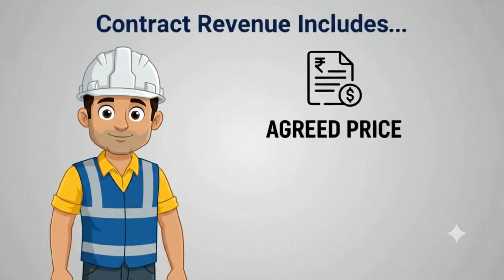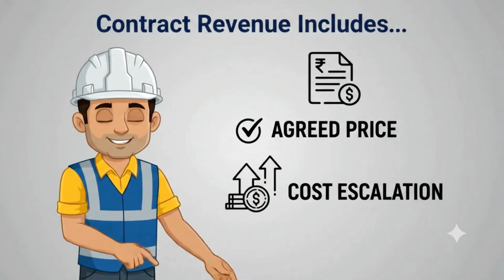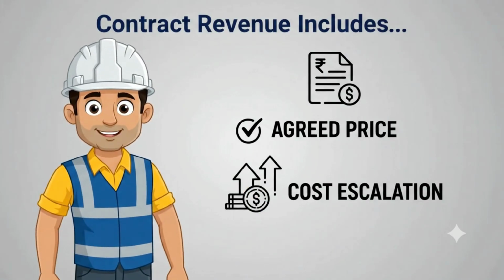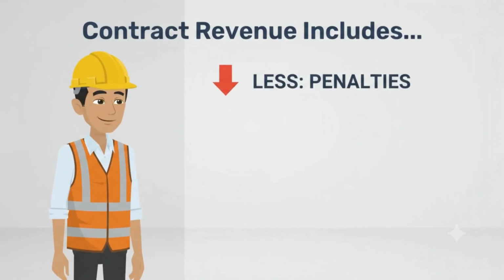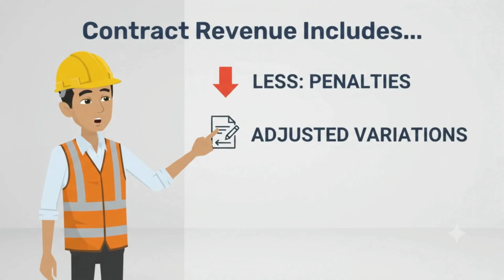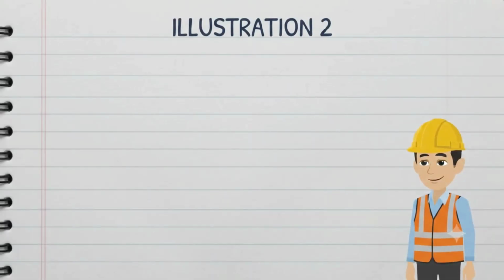Contract revenue includes the agreed price, plus any cost escalation the contract allows for. We subtract penalties for late completion and adjust the whole total for any approved variations. Let's look at a full worked example.